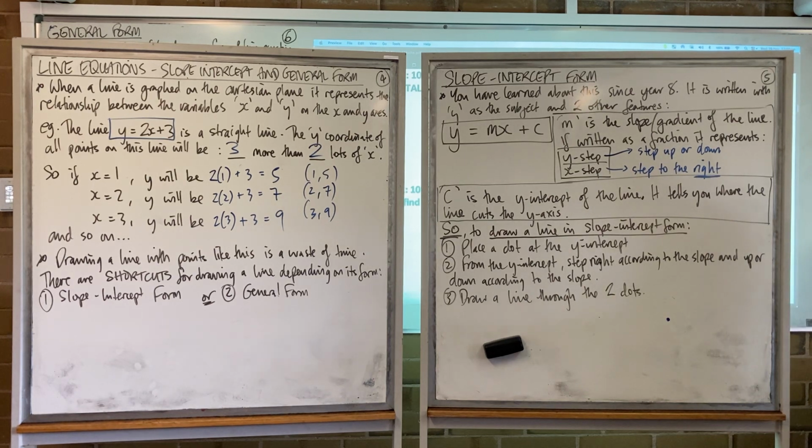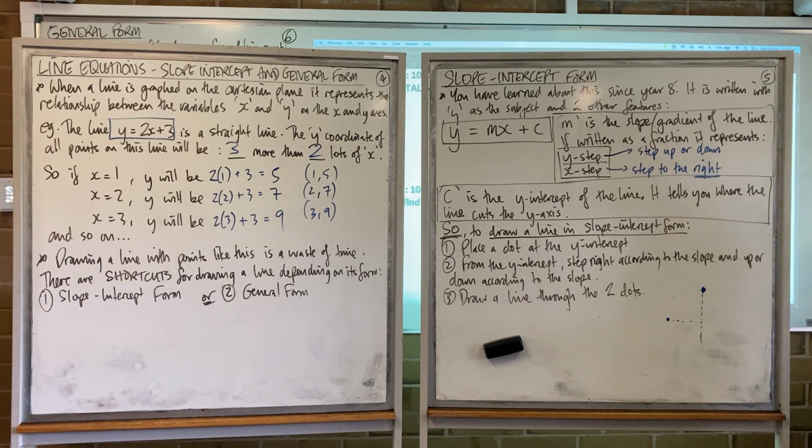Cartesian plane. Is one dot enough information to draw a line yet? Do I know what direction this line would go? No. So what do I do then? From the y-intercept, from this dot, I step right according to the slope and up or down according to the slope. And then I place another dot.